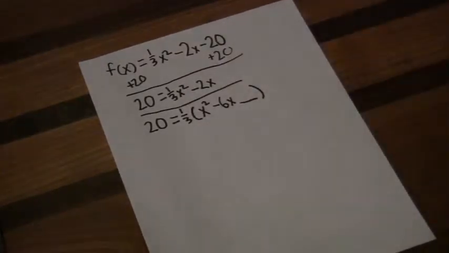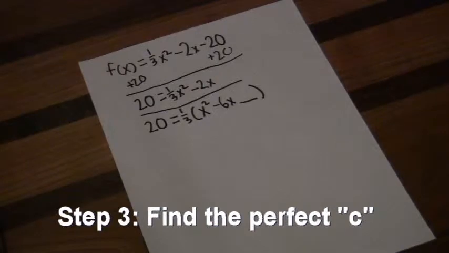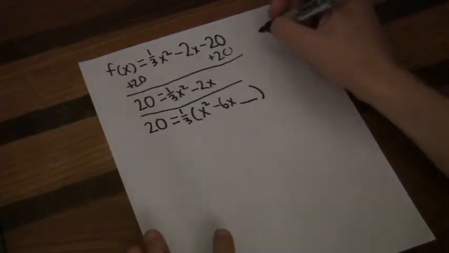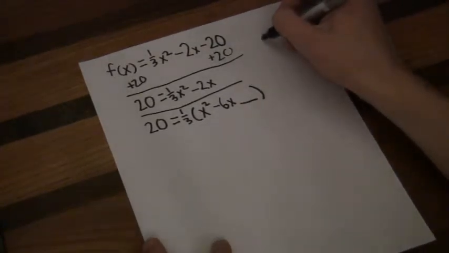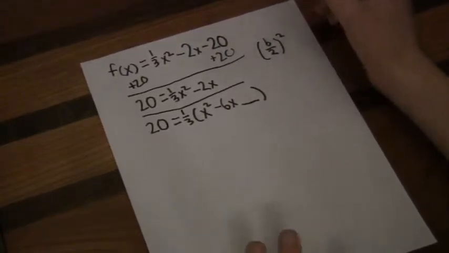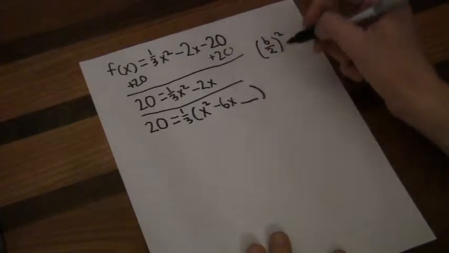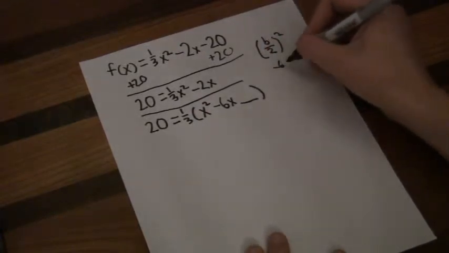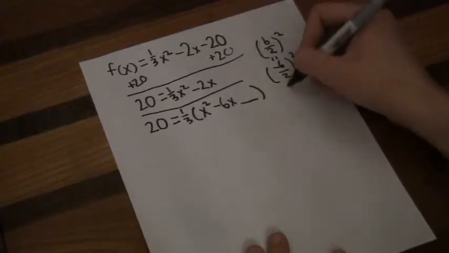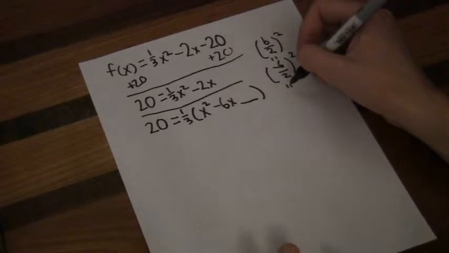Now, I left that blank because we need to find that c value using a certain formula. And that bad boy is b divided by 2 squared. Now the b in this formula is -6. And that gives us 9.